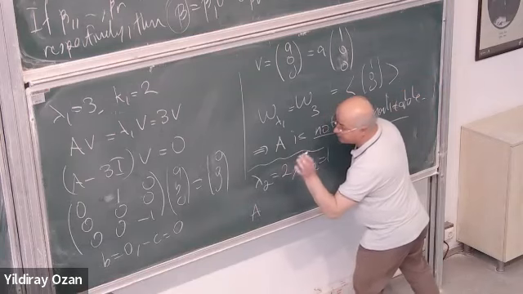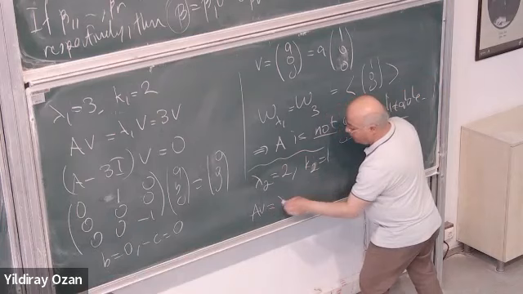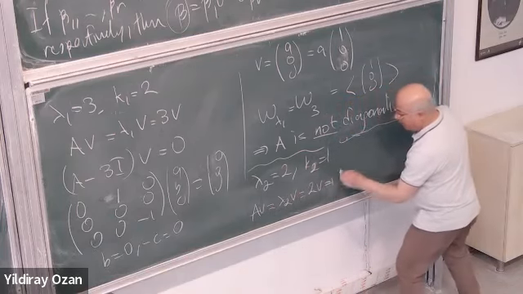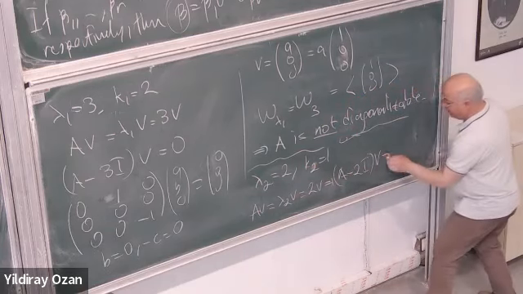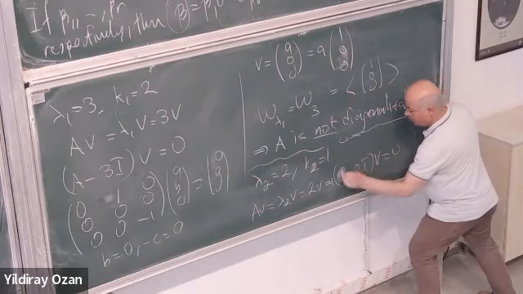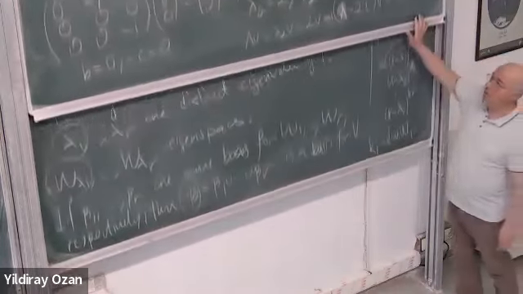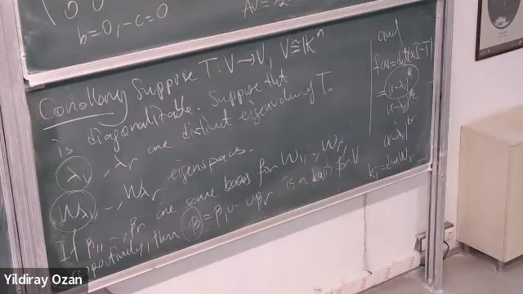A times B should be just lambda 2 times B, which is just 2 times B. Therefore, A minus 2 times identity, B is equal to 0. So, we have to solve the following equation.